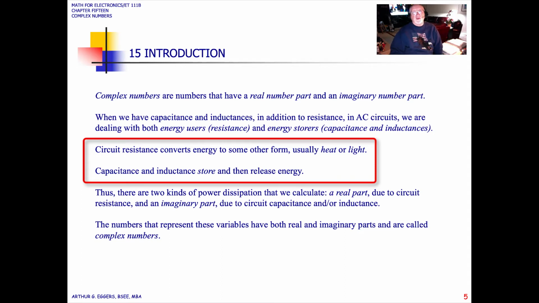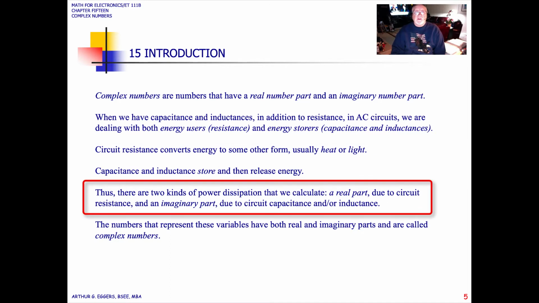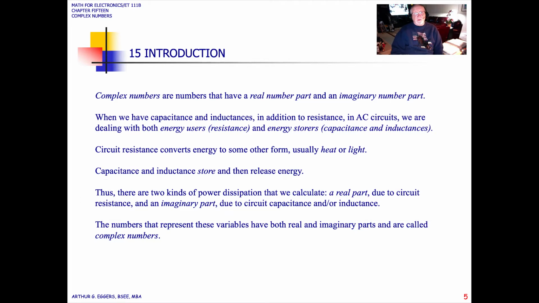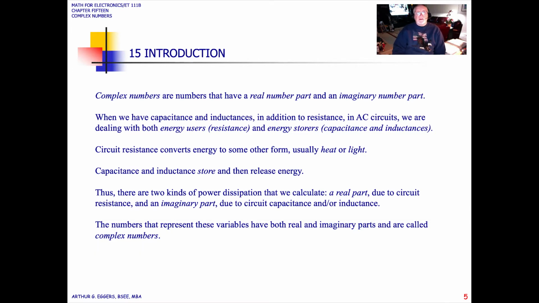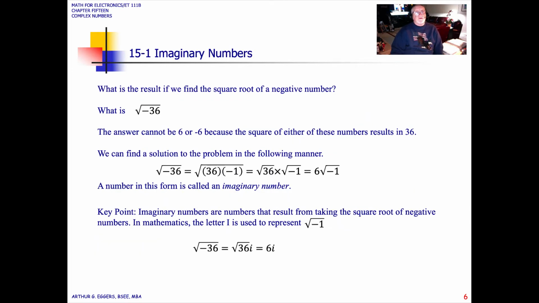We like to think of it as trading the energy back and forth. Thus, there are two kinds of power dissipation that we can calculate: the real part due to circuit resistance and the imaginary part due to the capacitance or the inductance. That's our reactance portion. The numbers that represent these variables have both real and imaginary parts and are called complex numbers. So we need to start looking at what do they look like? What do they look like when we start seeing them on paper?